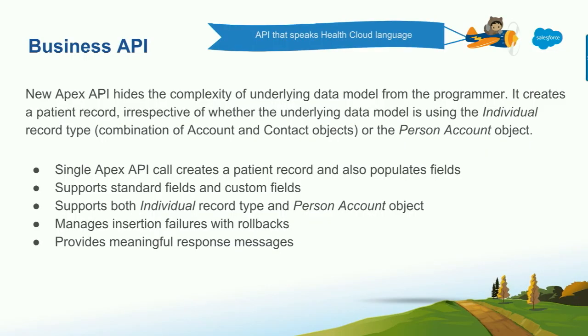All right, getting to the exciting stuff of Business API. Like I said, our Business API is an API which looks like Health Cloud. What that means is that instead of having to deal with account or contact API to create a patient record, now you actually call an API which is to create patient. And this works for both our individual record type as well as person account. So no matter which model you are using, it is going to be supported. This is an Apex API, and it supports both the standard fields that you have on your contact or account objects or on your person account, or if you have created custom fields, it supports that as well.